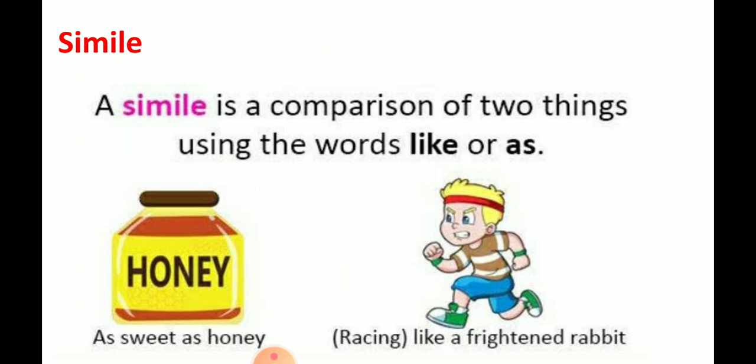He was racing like a frightened rabbit. So here that boy is racing. The comparison of that boy racing is done to that of a frightened rabbit. And here the word which is used is like. We'll see a few more examples.